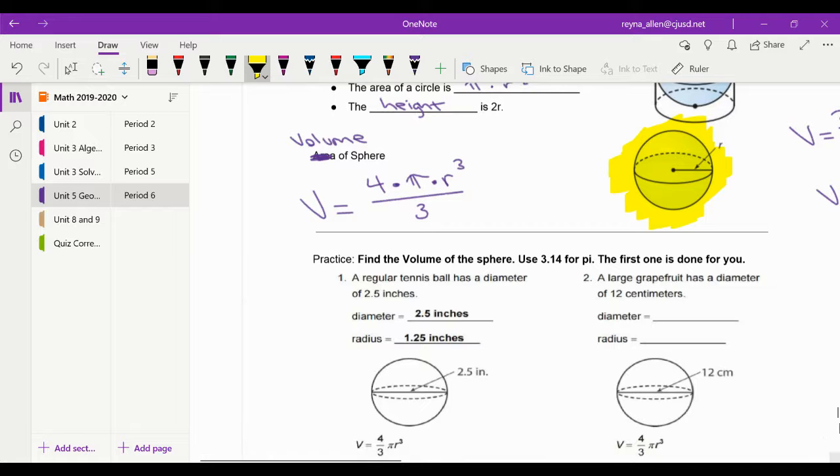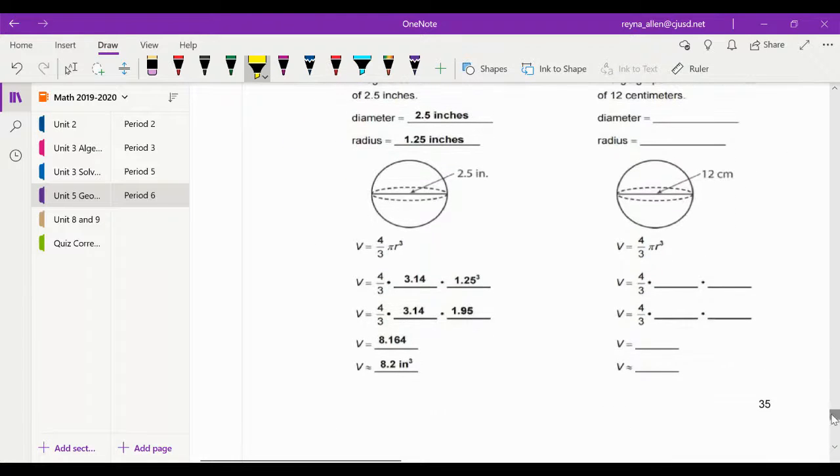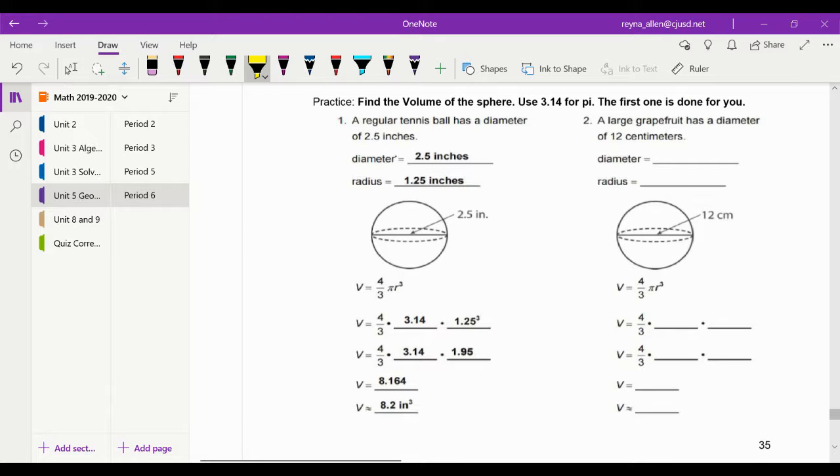Okay, so volume. Volume is just multiplication. Take your numbers, put them into your formula, and multiply. Okay, this one's already done for you, so let's take a look at number 2. A large grapefruit has a diameter of 12 centimeters. Okay, so if my diameter is 12, what is my radius? Well, we know it's half, so half would be 6.